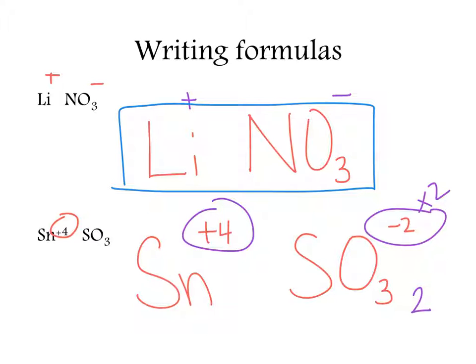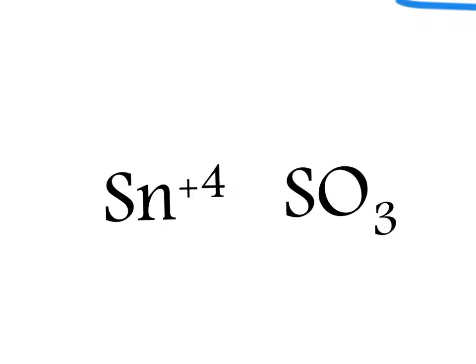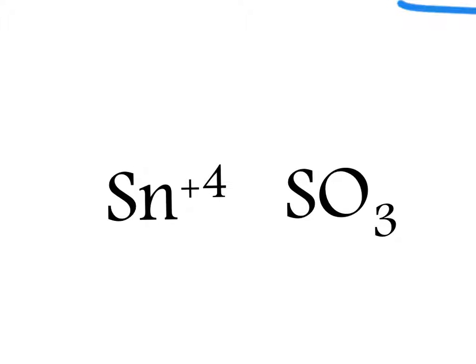Well, here's the trick then. It looks like I've written SnSO3 2 as if I need 32 oxygens, which is not at all correct. So I'm going to put a parentheses between the 3 and the 2. So if you look at what's written on your paper, you're going to write this, -2, 2.